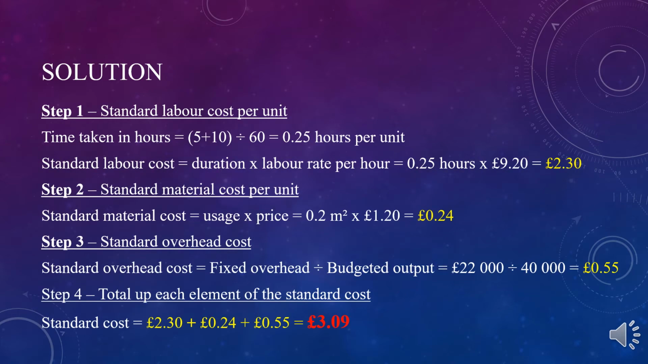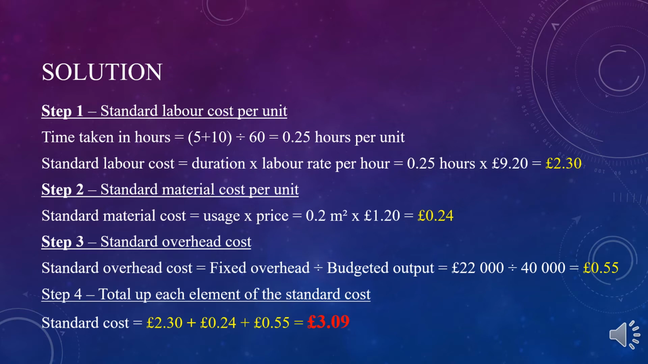Now we will see how we can calculate the standard cost of one handkerchief using the given information. Remember, we can't get the standard cost directly. We have to go through a few steps. Step 1 is to find the standard labor cost per unit. If you look at the information slide, the time is given separately. What we have to do here is to add the separate times given and convert them into hours to obtain the labor hours per unit.